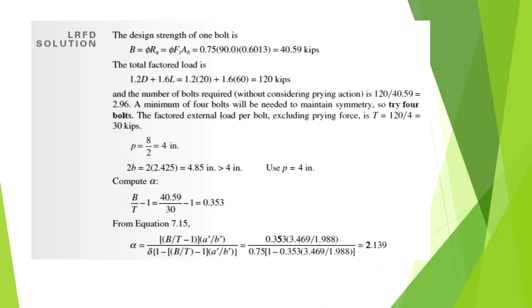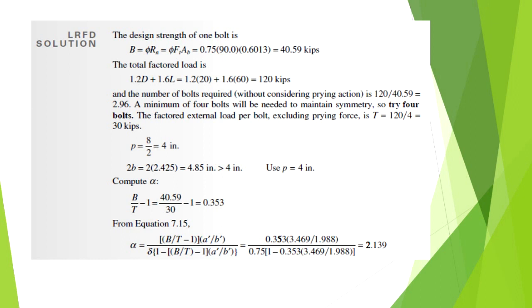So try 4 bolts. The factored external load per bolt, excluding prying force, is T = 120 over 4, or 30 kips. p = 8 over 2 = 4 inches. 2b is equal to 4.85 inches, which is greater than 4, so use p = 4 inches.